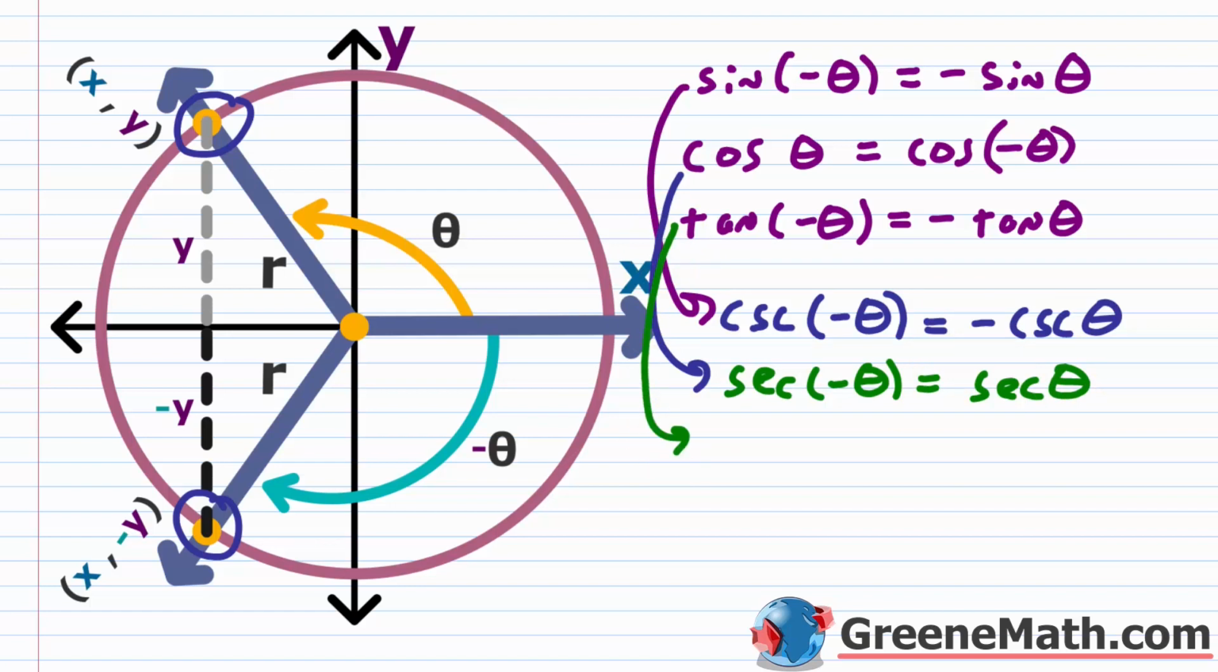Then lastly, with the tangent, if you flip it, you get cotangent. So I'm going to say that the cotangent of negative theta is equal to the negative of the cotangent of theta. Okay, so these are the negative angle identities, or some books call them the even-odd identities, because we're talking about even and odd functions.